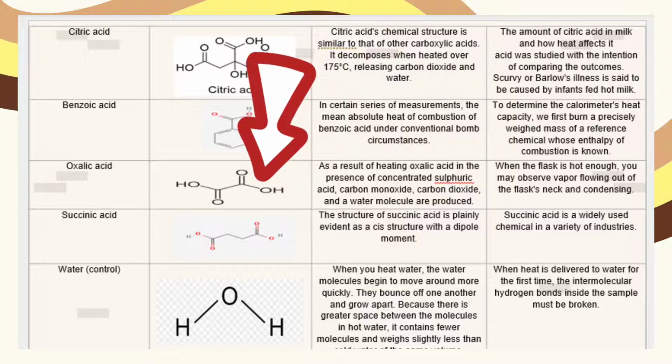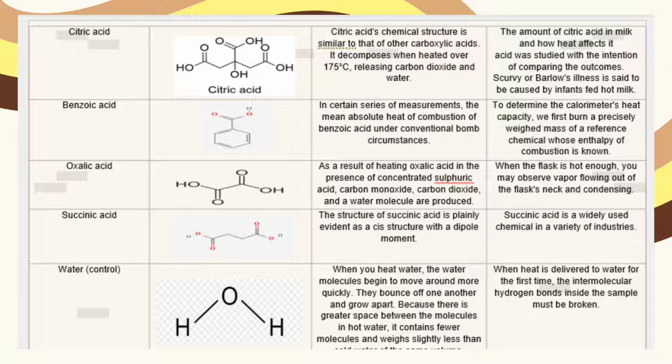As a result of heating oxalic acid in the presence of concentrated sulfuric acid, carbon monoxide or carbon dioxide and a water molecule are produced. When the flask is hot enough, you may observe vapor flowing out of the flask neck and condensing.